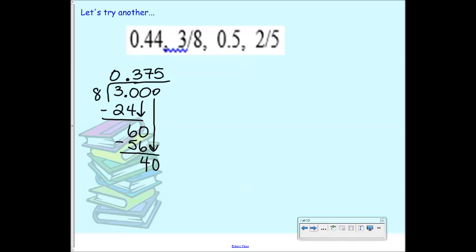I'm going to rewrite them. 0.44, 0.375, 0.5, and 0.4. Okay, least to greatest. What's my least number? 0.375. So Alan says 0.375, and he's correct.